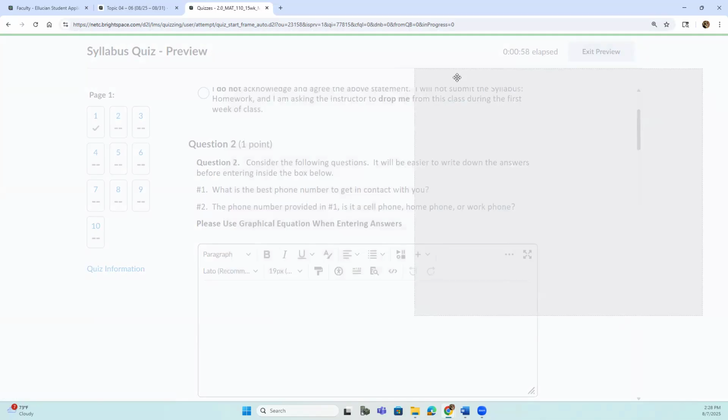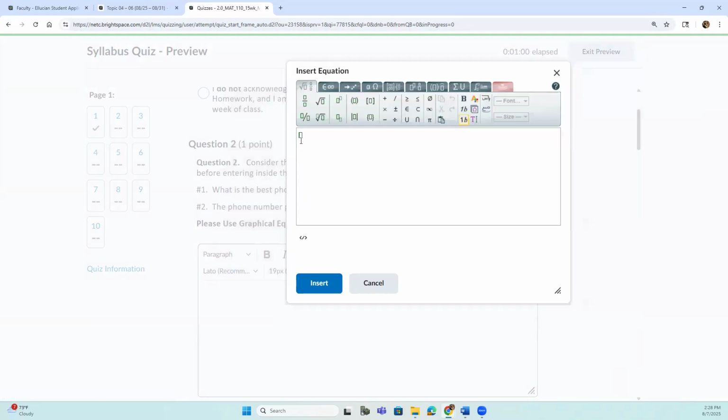So question number one, what is the best phone number to get in contact with you? So this question has two parts. Your best contact number. Tell me what is your best contact number. I will need your best contact number for two reasons. Number one, just in case you fall behind in the coursework, I will message you and just kind of see what's going on. Another reason will be for future registration for the next semester.